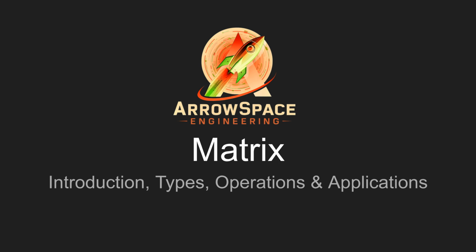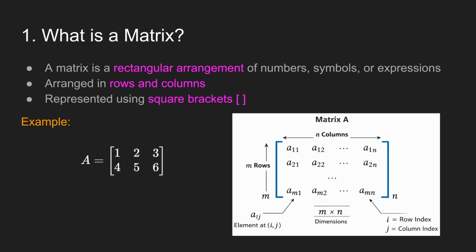Welcome to this video on matrices, covering their introduction, different types, operations, and various applications in mathematics and engineering. A matrix is a rectangular arrangement of numbers, symbols, or expressions, organized in rows and columns, and represented using square brackets. The example shows matrix A with m rows and n columns.